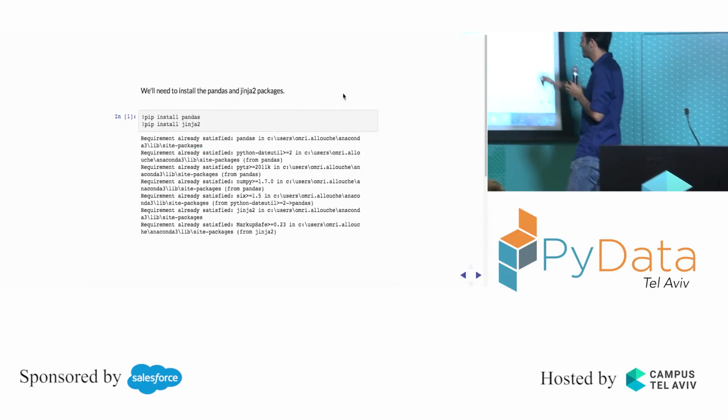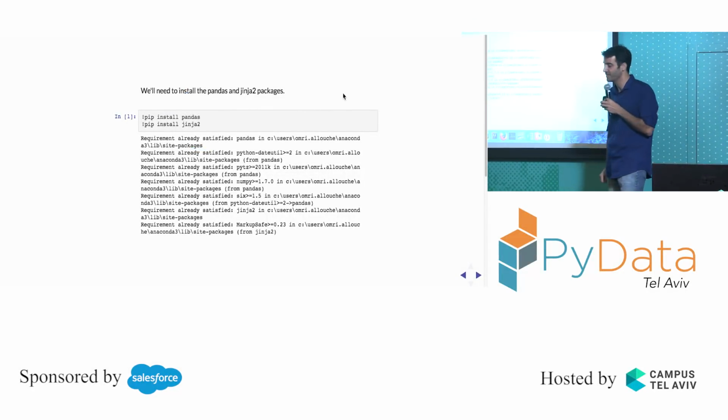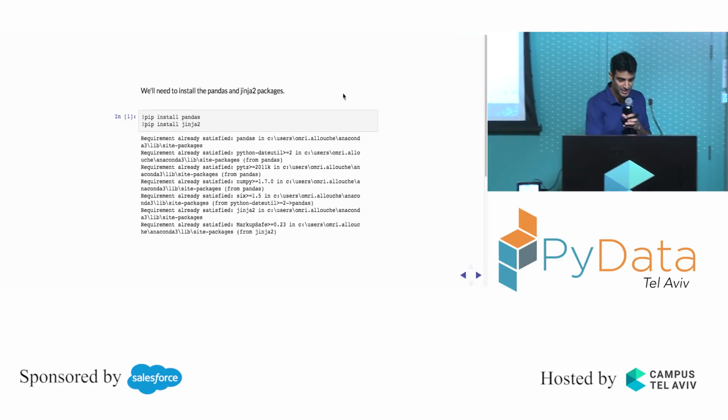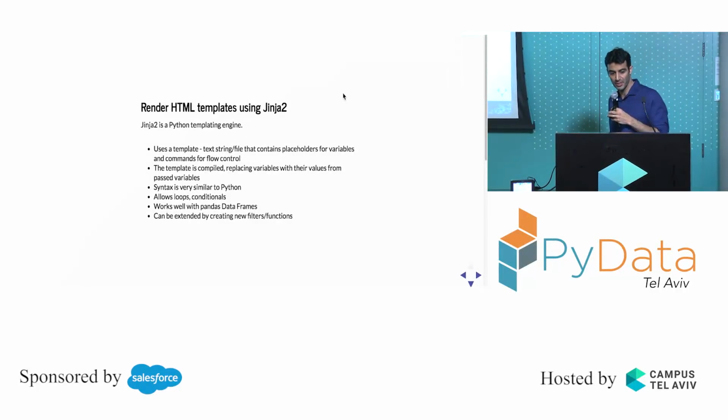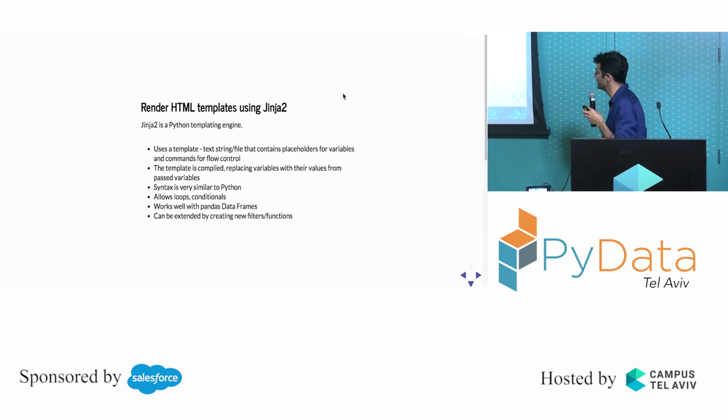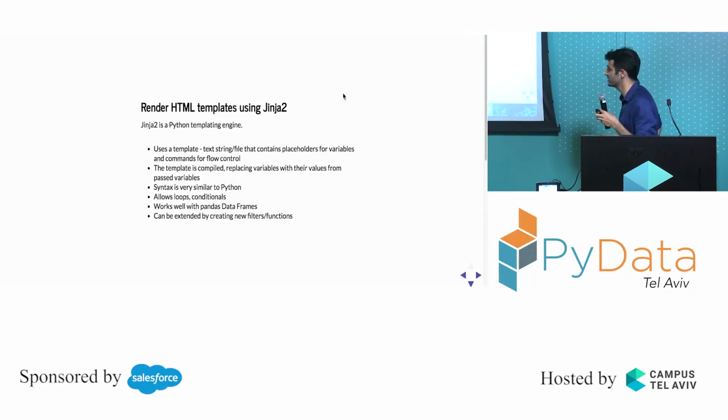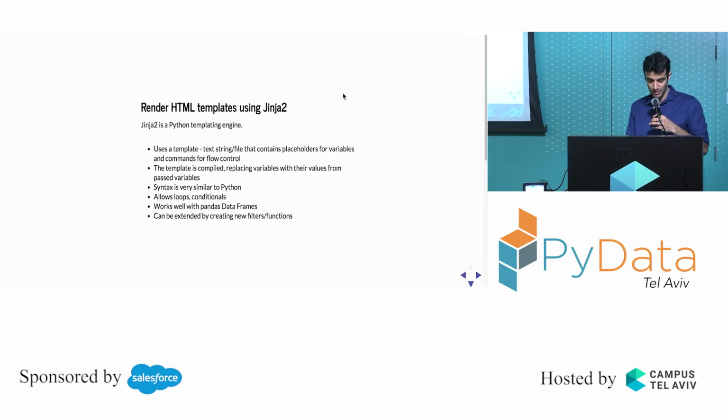You don't have to do this step, but you do need to install Pandas and Jinja2. Jinja2 is a templating engine for Python. Basically, it gets either a string or a file that contains placeholders instead of the values that we want to use, and we compile this template and render it with the actual values. The syntax is very similar to Python. We'll see it soon. It allows loops and conditionals, works very well with Pandas data frames, and can be extended.